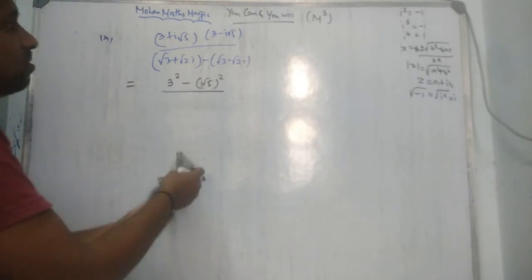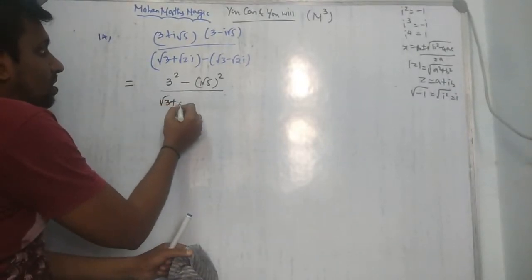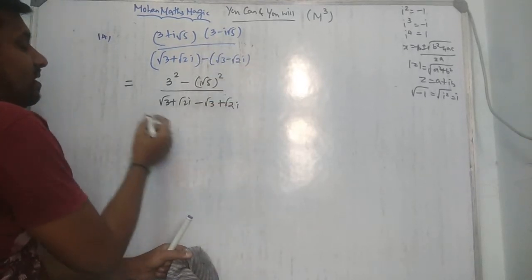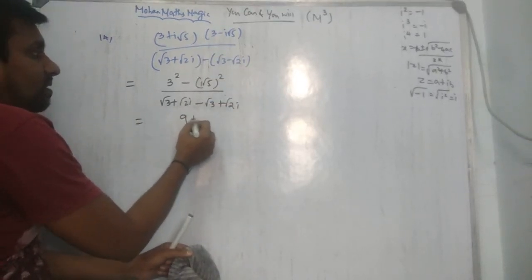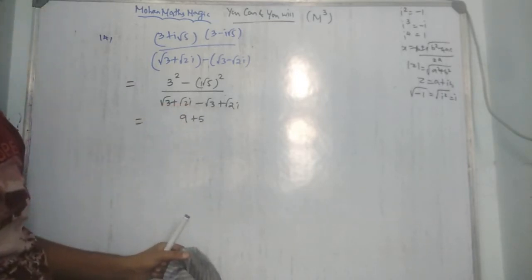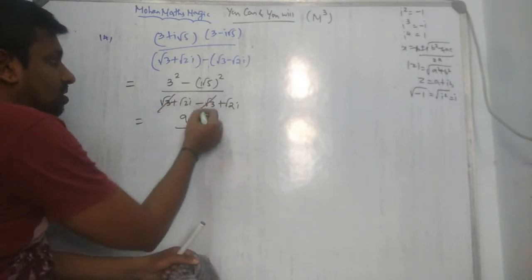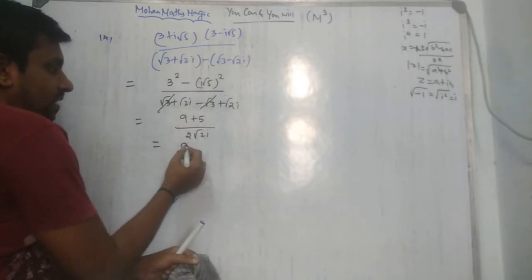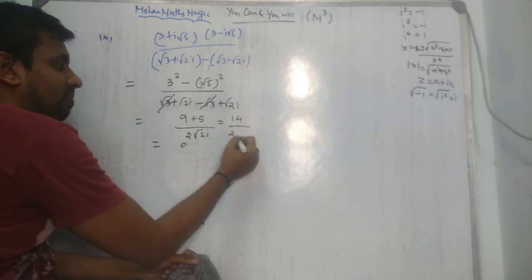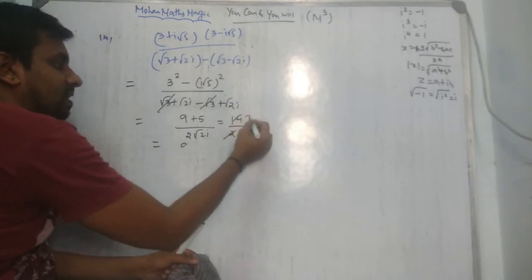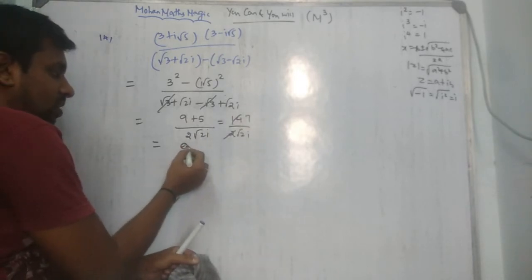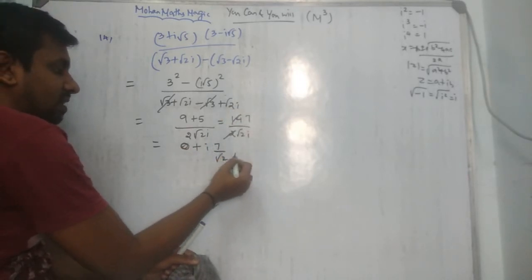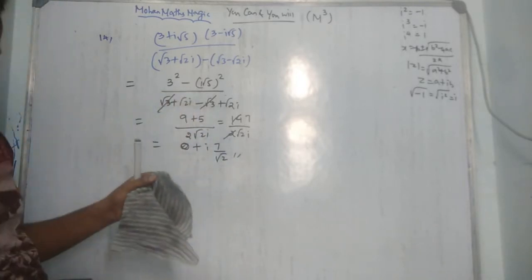So you have to expand, right? So root 3 plus root 2i minus root 3 plus root 2i, just minus multiplication. So this is 9 plus 5. Okay, 9 plus 5 upon, root 3 cancels. Root 2i added gives 2 root 2i. Now 9 plus 5 is 14 upon 2 root 2i. 2 cancels, so 7 by root 2i. So this is an imaginary part, so take the real part as 0 and write it to complete the sum.